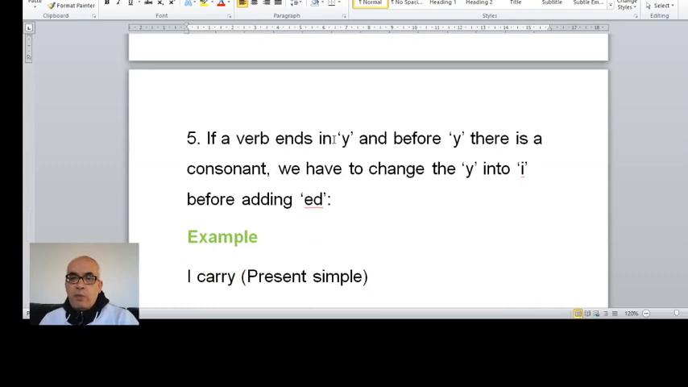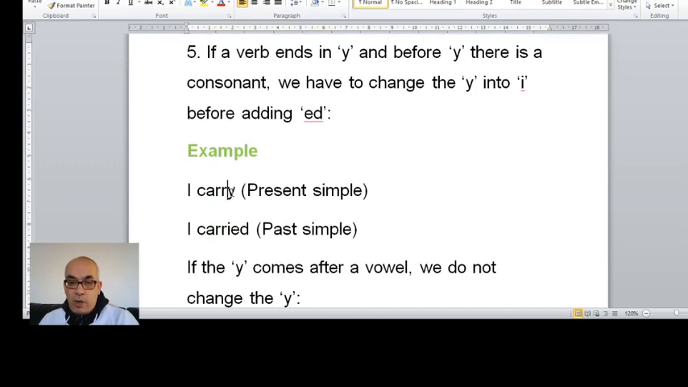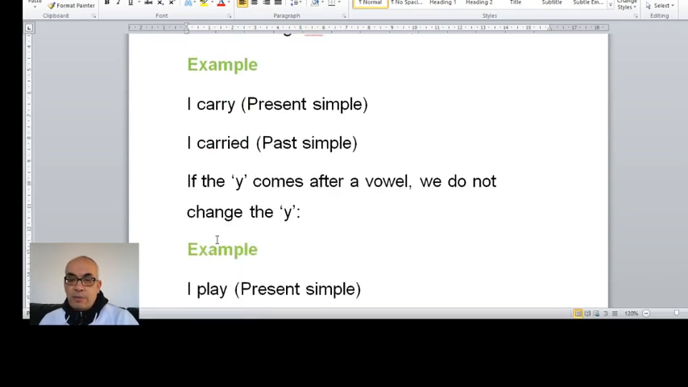If a verb ends in y, like if you look at this one here, carry has got y, and before y there is a consonant, so this is r, which is a consonant, we have to change y into i. So here, this y, as you can see, I change it into i, and then I put ed to make past. So I carry, this is present simple, I carried, this is past simple.